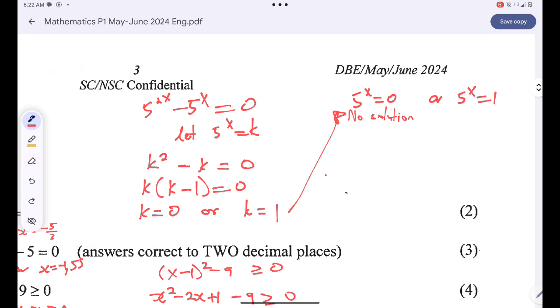And then over here, we can make the bases to be the same, because I know that any number raised to the power of 0 is equals to 1. So 5 to the power of 0 is equal to 1. Now I do have my bases to be the same, and therefore x is just equal to 0.